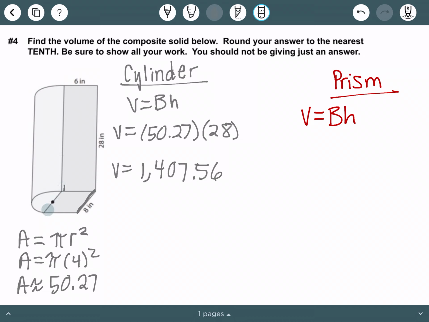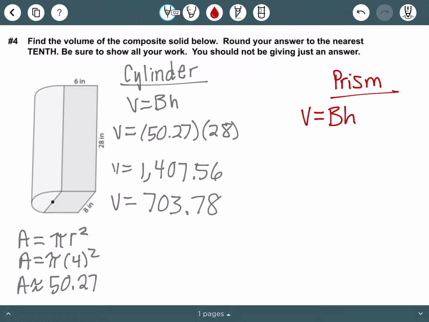So keep in mind, this accounts for an entire cylinder, a whole cylinder. Now we only have half a cylinder, so what we want to do is take this number right here and either divide by 2 or multiply by 1/2. So I'm going to go ahead and do that. And when we divide by 2 or multiply by 1/2, we get 703 and 78 hundredths.